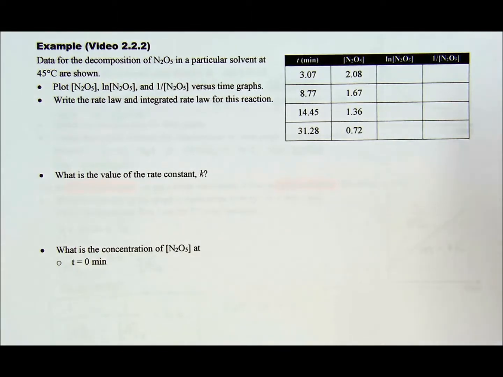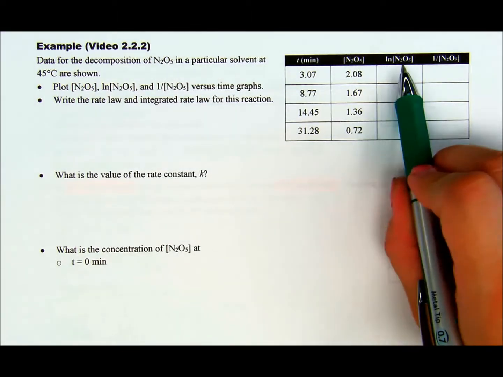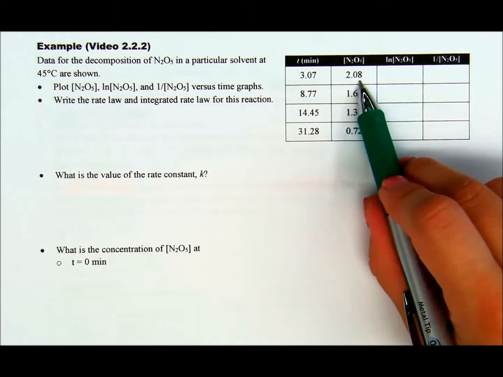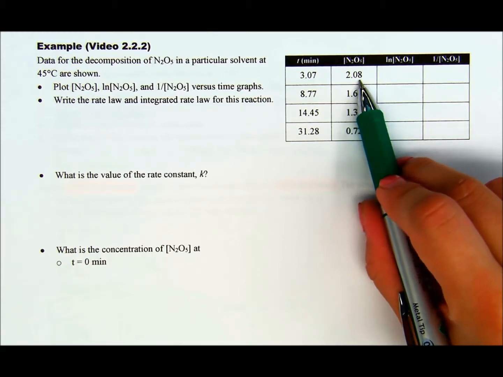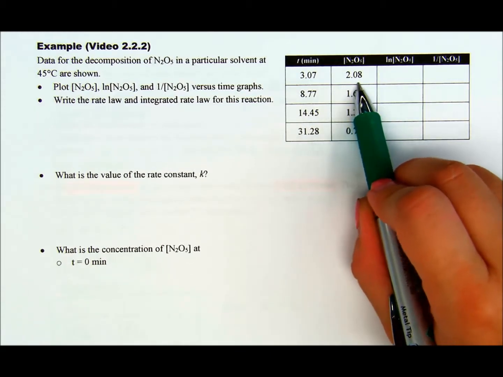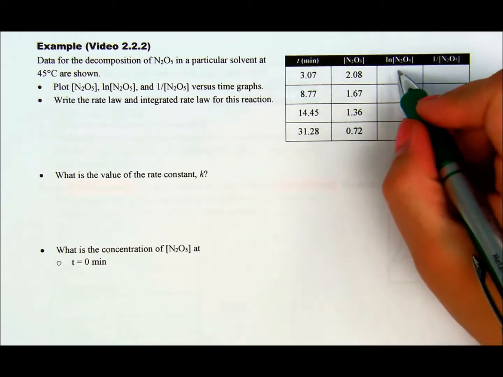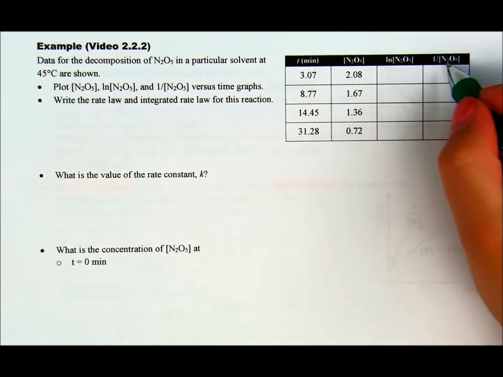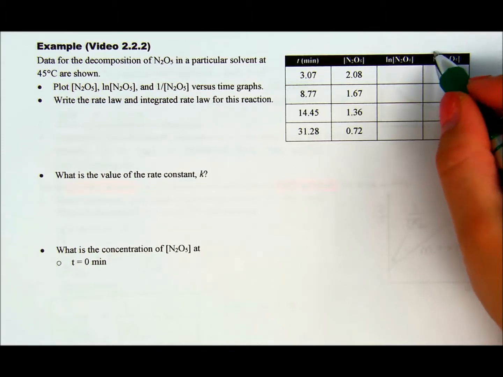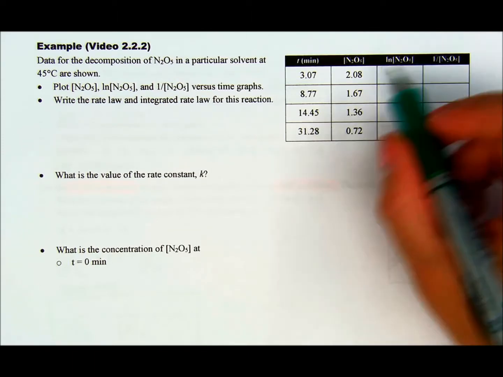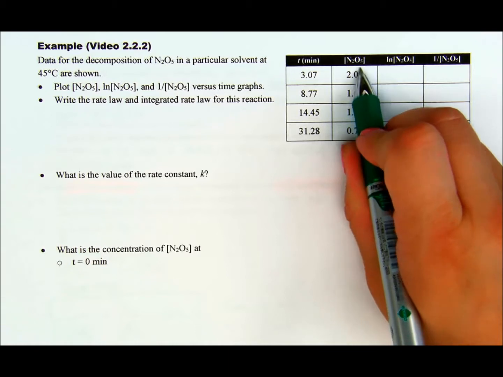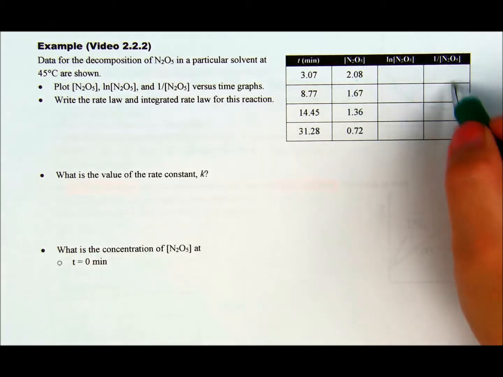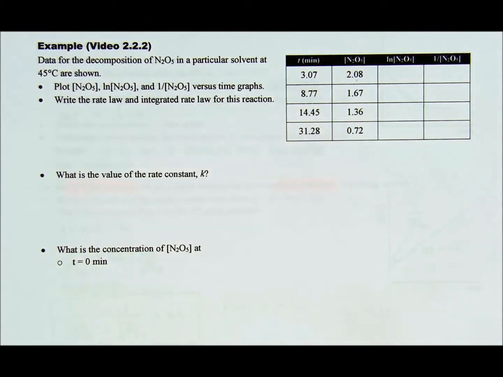All you need to do is calculate the natural log of the concentration of N2O5. So you would just plug this in your calculator, ln 2.08. I'd like you to go ahead and do that for this whole column, and then also plug in the inverse, so write 1 divided by the concentration of N2O5, and fill in this whole column, and then come back and check your work.